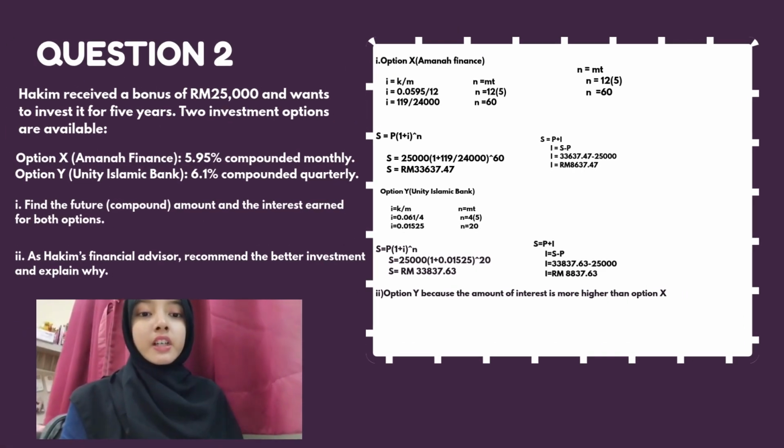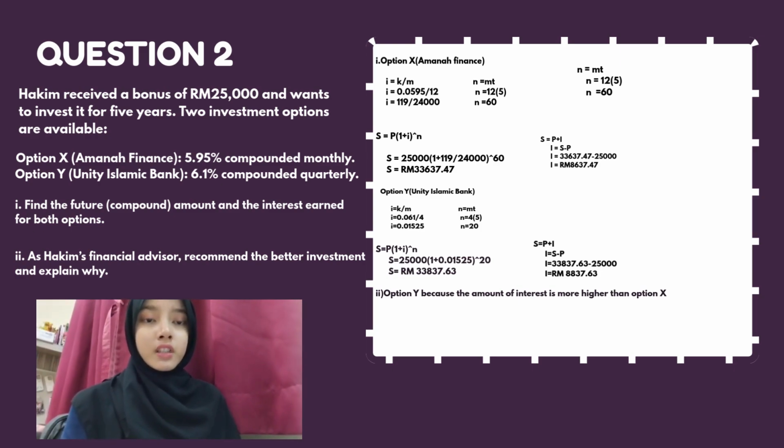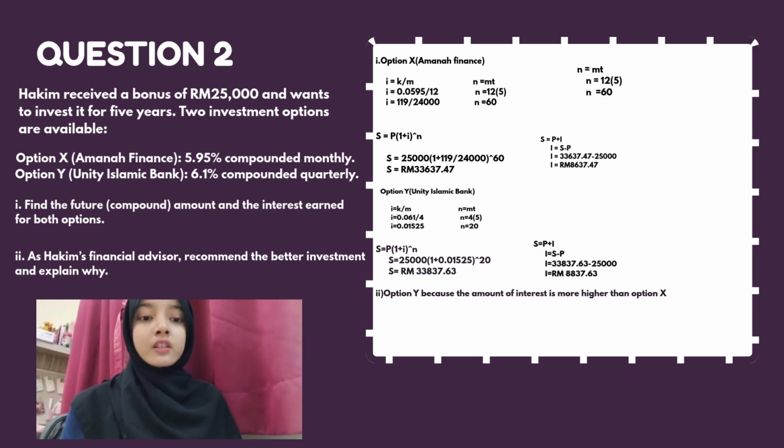Option X, Amanah Finance. I equal K over M, I equal 0.0595 over 12, I equal 0.00496, N equal MT, N equal 12 multiply 5, N equal 60, S equal P bracket 1 plus I power N, S equal 25000 bracket 1 plus 0.0595 over 12 power 60, S equal RM33637.47. I equal S minus P, I equal 33637.47 minus 25000, I equal RM8637.47.